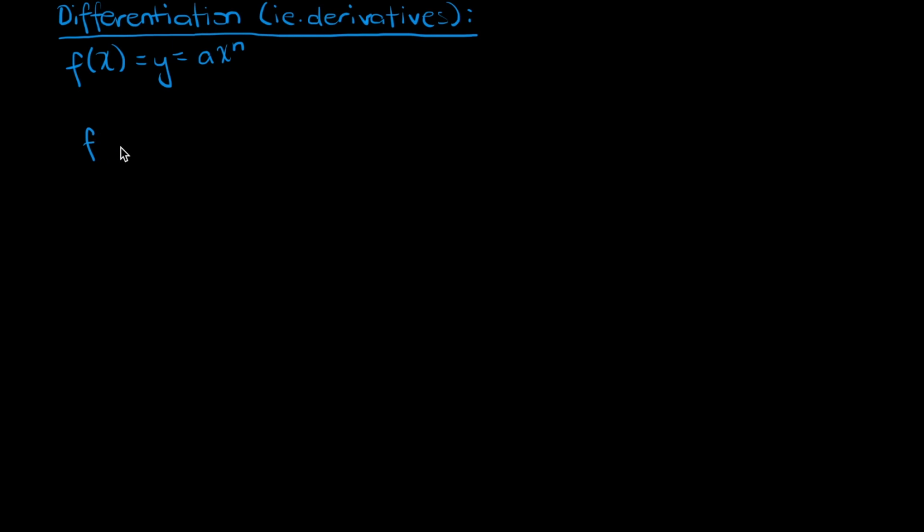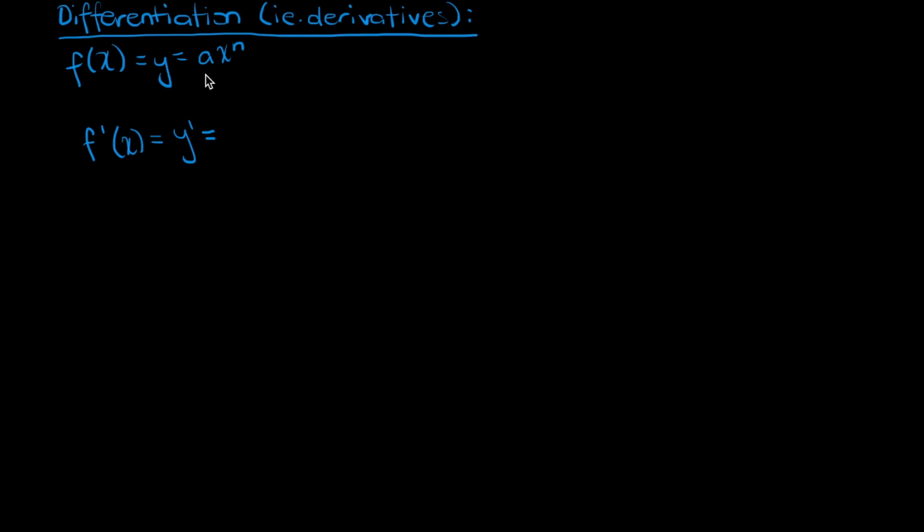So, just another rule, when you're writing the derivative, the way that it is noted is by putting a dash. So if you're using f of x notation, you write f dash of x. Similarly, if you're using the y notation, you write y dash.